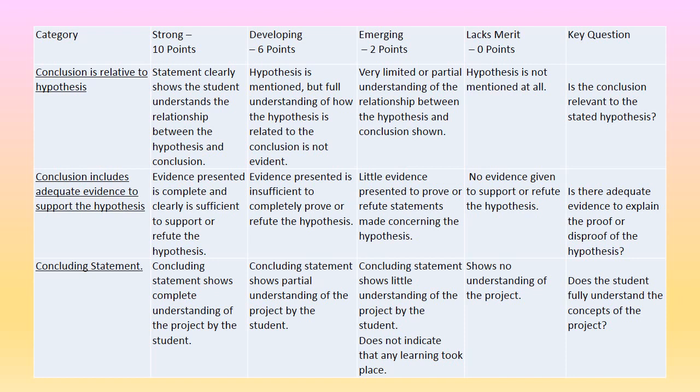So number 1, your conclusion is relative to the hypothesis, or your statement clearly shows that you understand the relationship between the hypothesis and the conclusion. Your conclusion includes adequate evidence to support the hypothesis, meaning your evidence presented is complete and clearly sufficient to support or refute the hypothesis. Again, we'll go into more detail in just a second. And then a concluding statement, and I want to make it clear right now, a statement is not just necessarily one sentence. It can be several sentences. It's okay. So concluding statement shows complete understanding of the project by the student.